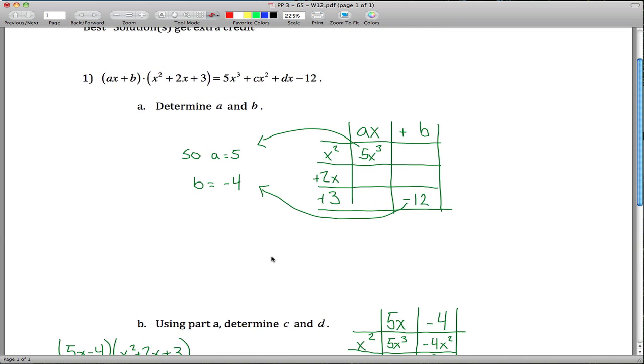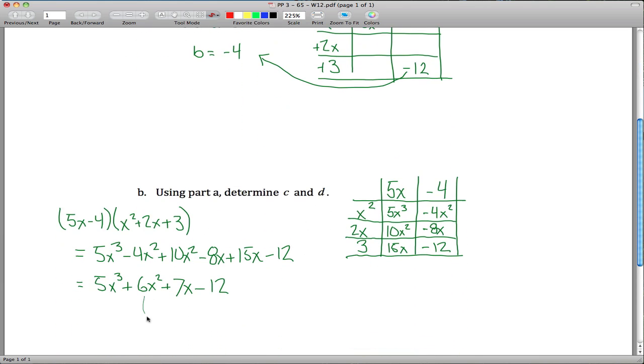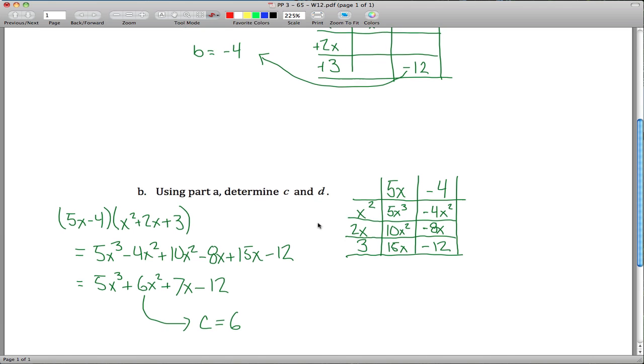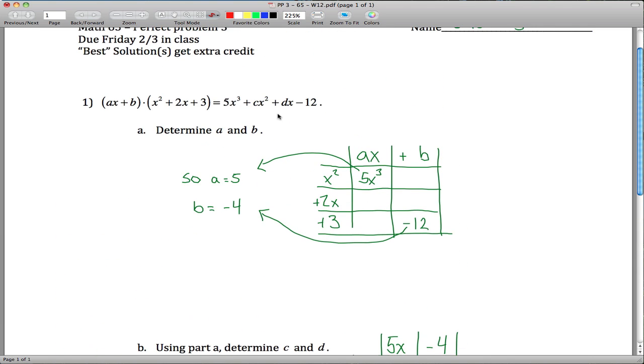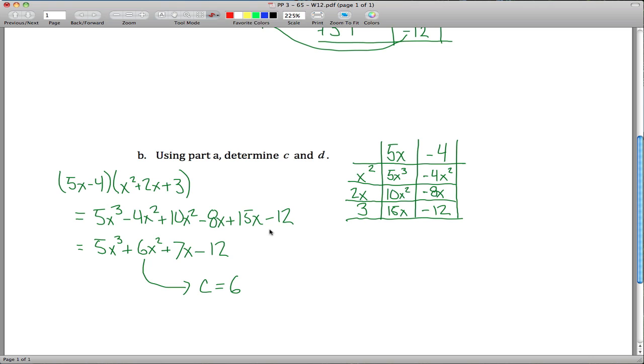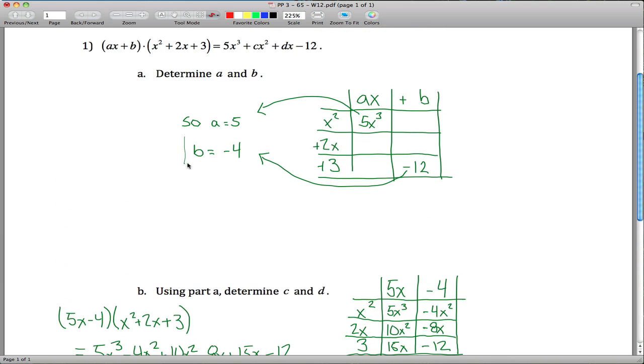So if you go back to the start, we had 5x cubed plus cx squared. From here, we can tell that c has to be equal to 6. And then it was plus dx. So from this right here, we get that d is equal to 7. And I think that answers all the questions. So that is the end of the problem, after I put these in boxes to be consistent. All right, that's the end.